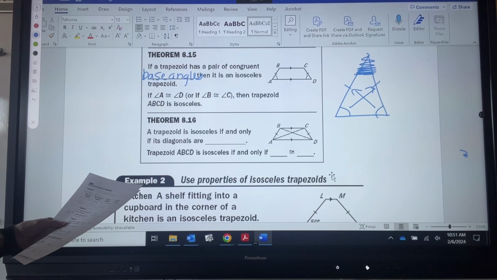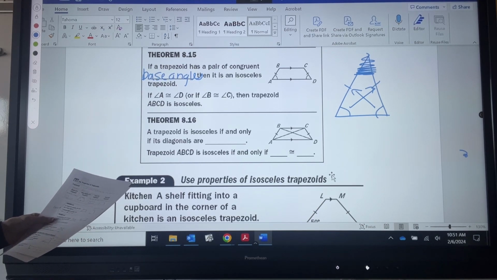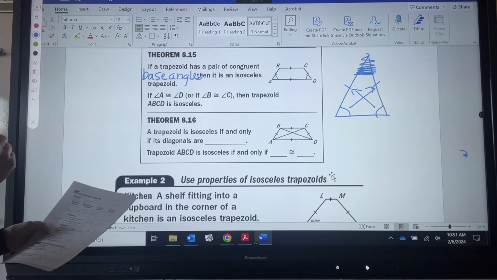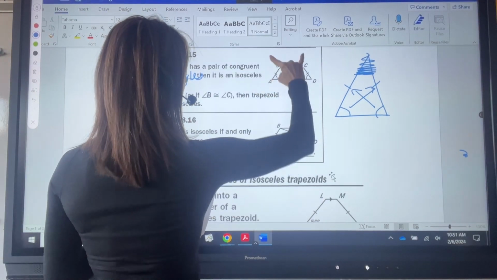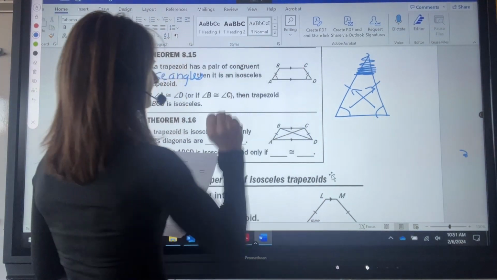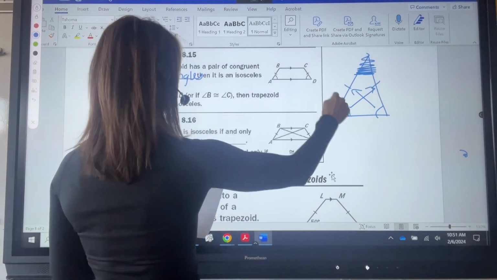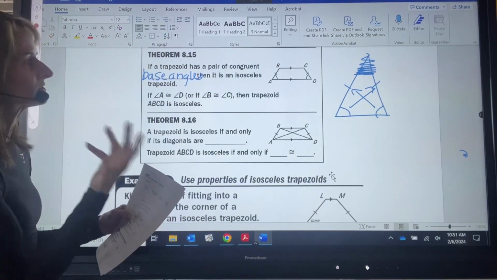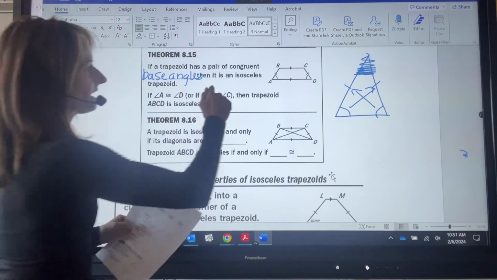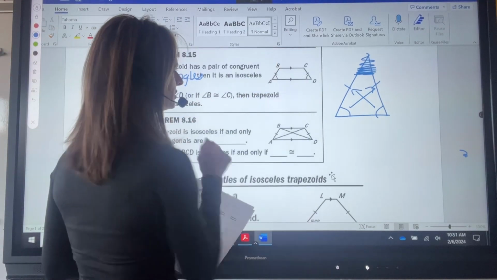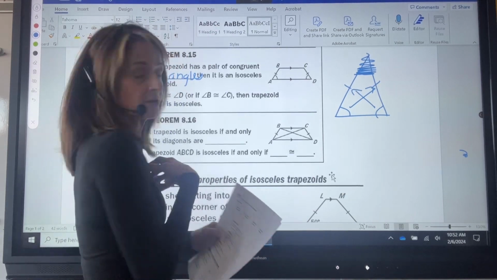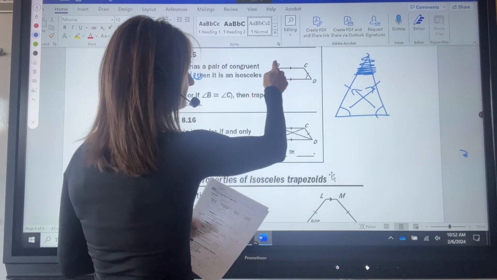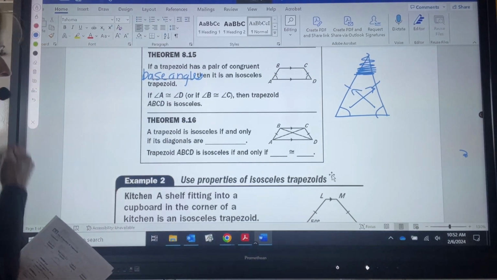So if angle A is congruent to angle D, or B is congruent to C, then the trapezoid ABCD is isosceles. And notice we're naming the trapezoid at its vertices, A, B, C, D. And they chose to start with A and just go around this way. If they wanted to, they could have named it D, A, B, C, okay?